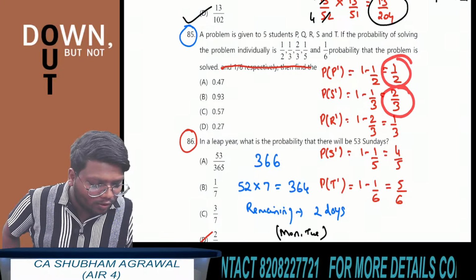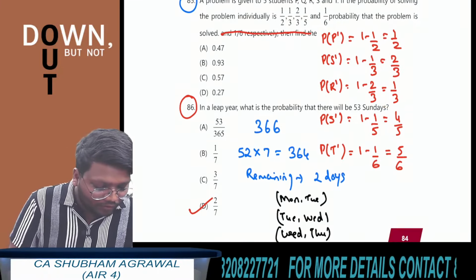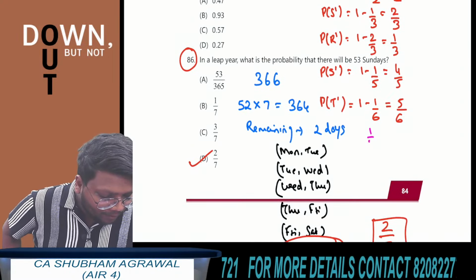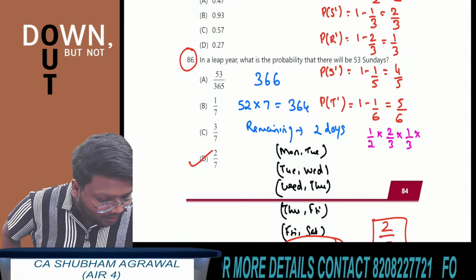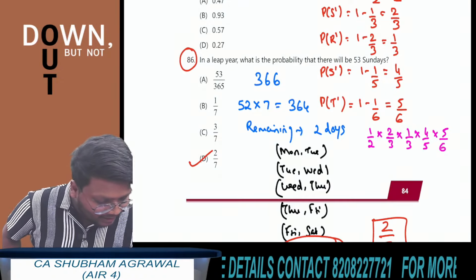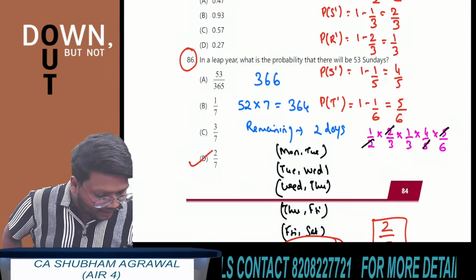1 by 2 multiplied by 2 by 3 multiplied by 1 by 3 multiplied by 4 by 5 multiplied by 5 by 6. All of you quickly multiply these probabilities. Okay, I am writing here: 1 upon 2 multiplied by 2 upon 3 multiplied by 1 upon 3 multiplied by 4 upon 5 multiplied by 5 upon 6. You can see here that this 2 gets cancelled. This 5 also gets cancelled.